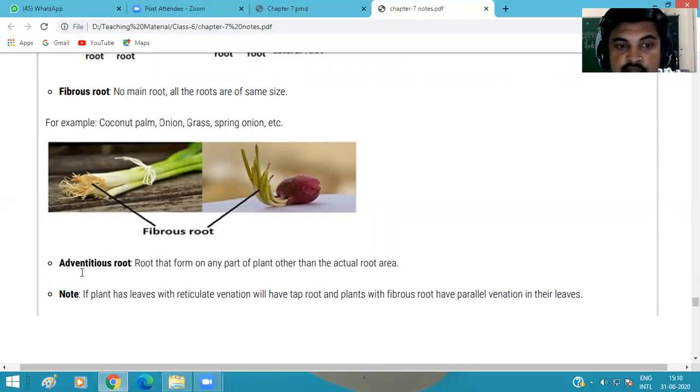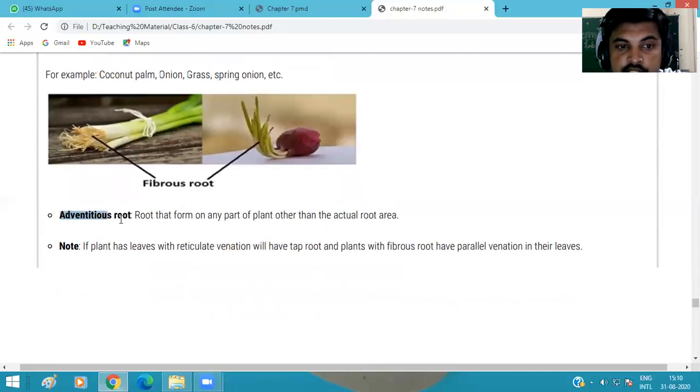And then the last one is the adventitious root. Adventitious roots form on any part of the plant. What are adventitious roots? Roots that form from any part of the plant other than the actual root are called adventitious roots.